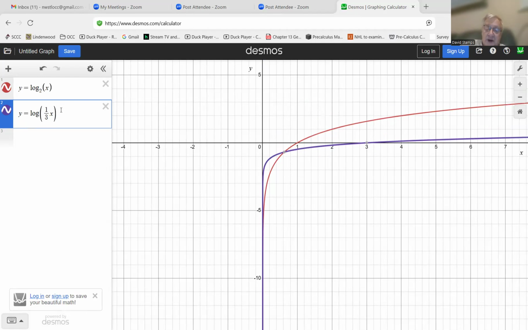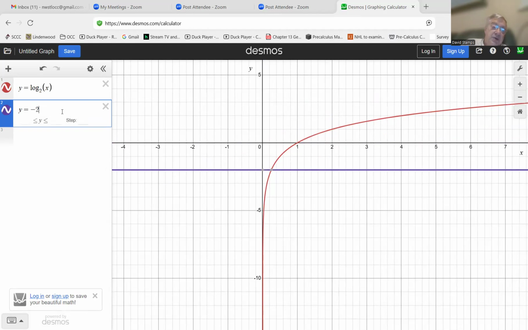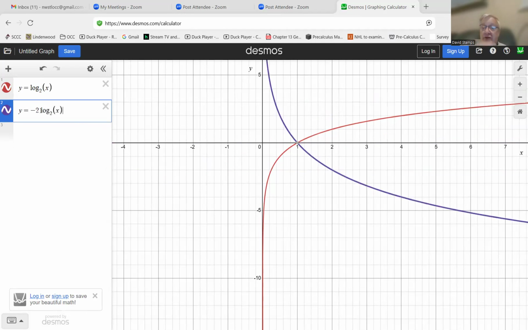Okay, so those are the compression and stretching types of operations. And of course, I could multiply out in front, say maybe by -2. I think I still have that copied. So this does two things. It reflects the red graph across the horizontal axis, and stretches the points so that the y values are 2 times the distance from the horizontal axis that they were previously.